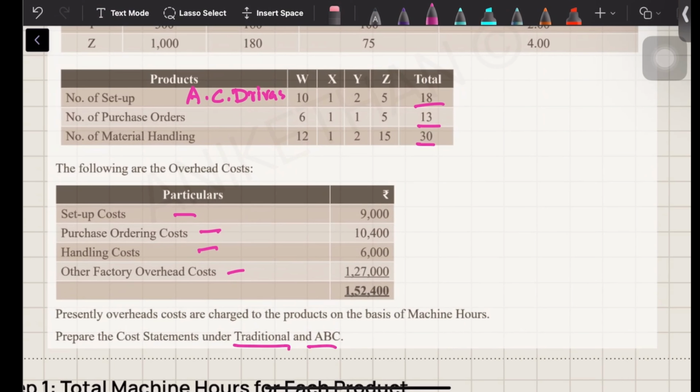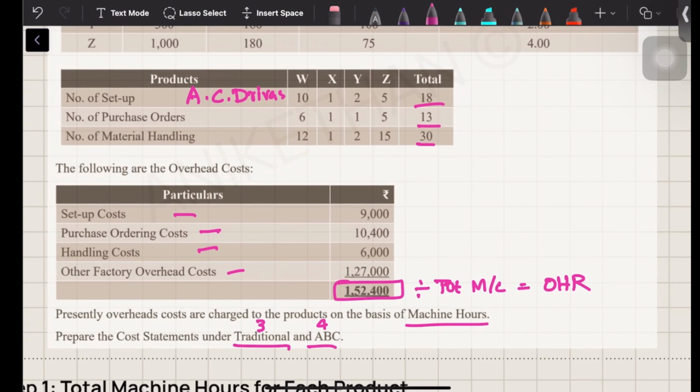If such a question comes, usually in the examination they will ask any one. If they ask traditional and ABC, traditional will be about 3 marks and ABC about 4 marks. So let us first start with the traditional, which is easy. Traditional is on the basis of machine hours. So this is the total overhead, and you have to divide it by total machine hours. With this you will get the overhead rate.